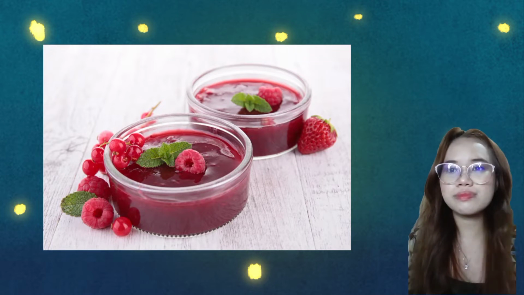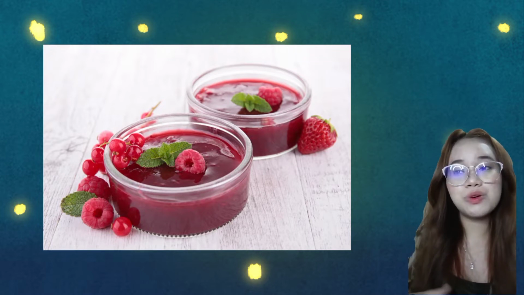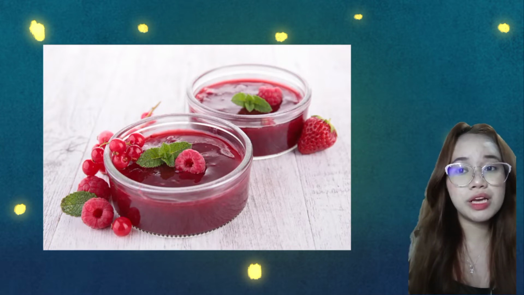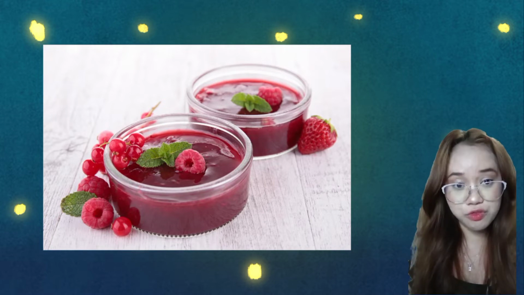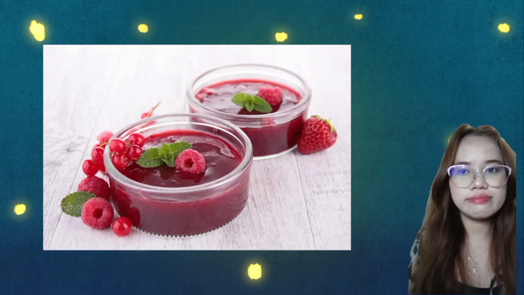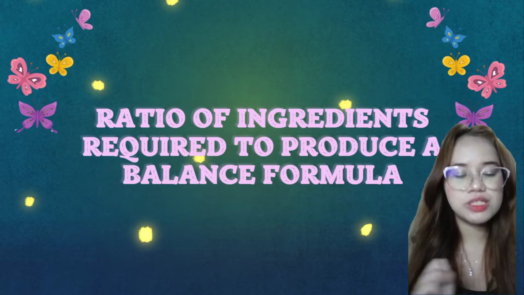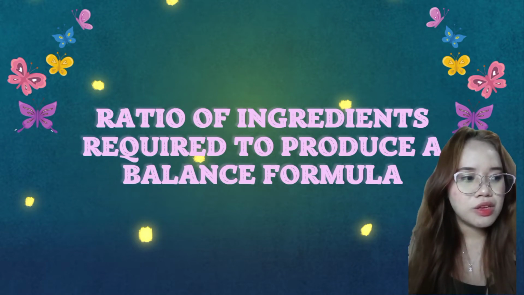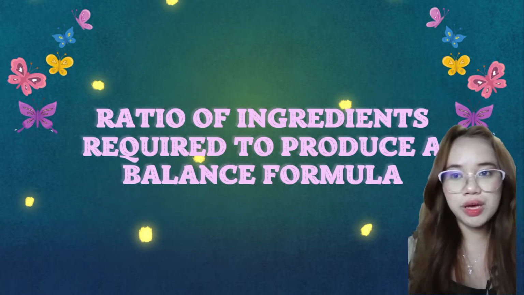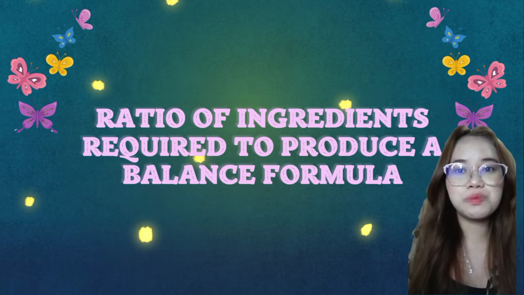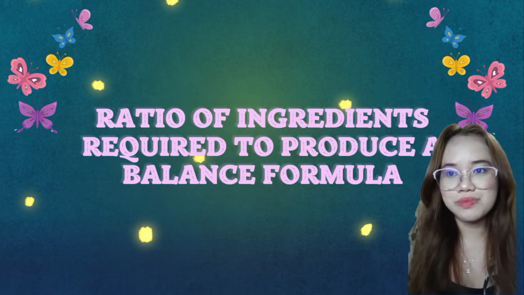Okay. Next slide, we have the coulis. They are thick sauces made from pureed and strained vegetables or fruits. Okay, those are just some of the basic products that you are going to encounter along the way of this subject. So let's proceed to the ratio of ingredients required to produce a balanced formula.